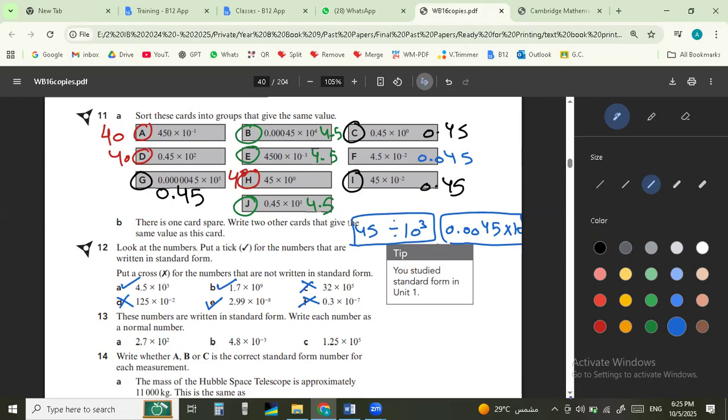Write each number as a normal number. So you just multiply normally. Multiplied by 100 is 270. Multiplied by 10 to the power of negative 3 is as if you're dividing by 1000, so 0.0048. All right, here you multiply by 10 to the power of 5, which is going to be 125 followed by 3 zeros.